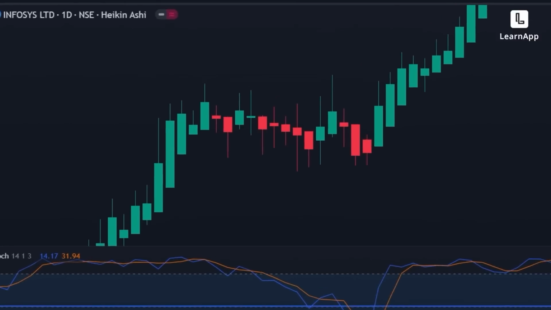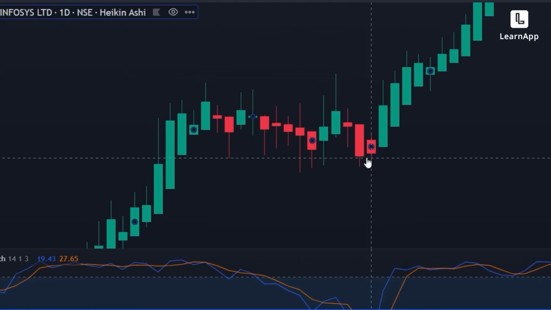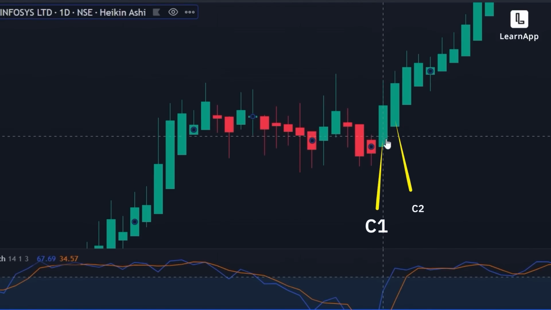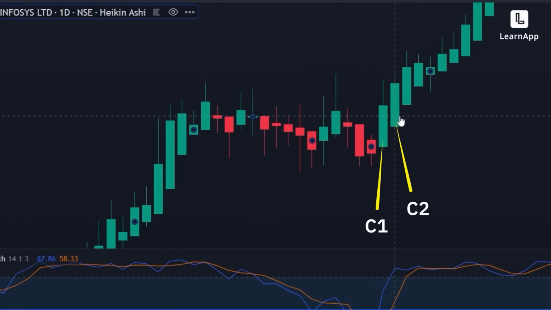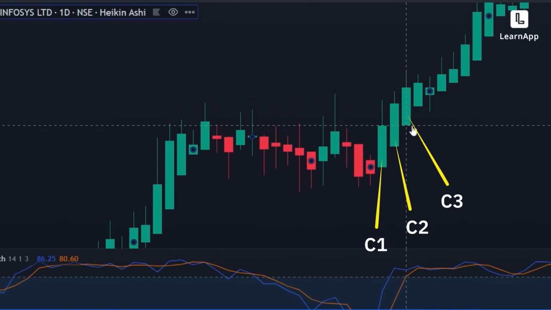So now fire up the Heikin Ashi chart and see you have a string of down candles, all of them red, and how beautifully Heikin Ashi shows the trend. Now we need C1 and C2, which is 2 consecutive green bars. So we have that here and here. Now C3, which is a 3rd candle, as soon as that candle opens, that is your long entry point. Wait, that can't be the long entry, right?